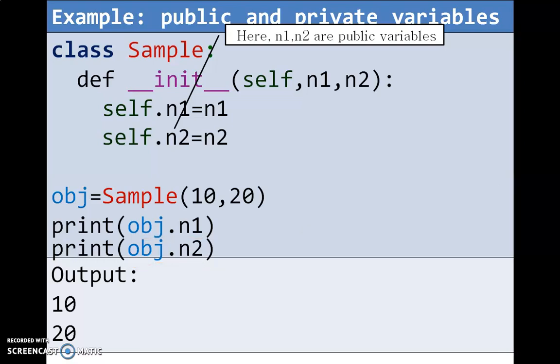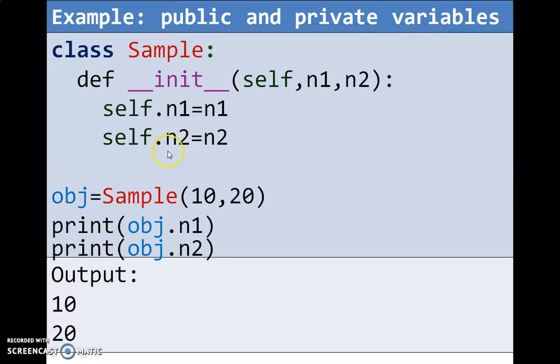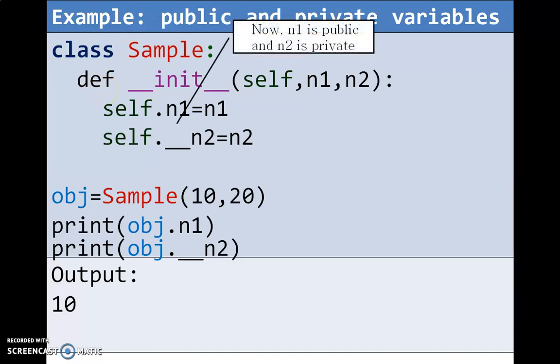Suppose I change n2 to underscore n2. So self dot underscore n2. So in the print statement also I change obj dot underscore n2. Now n1 is public and n2 is private. So the variable without the underscore is public, and when you prefix it with a double underscore, it becomes private.